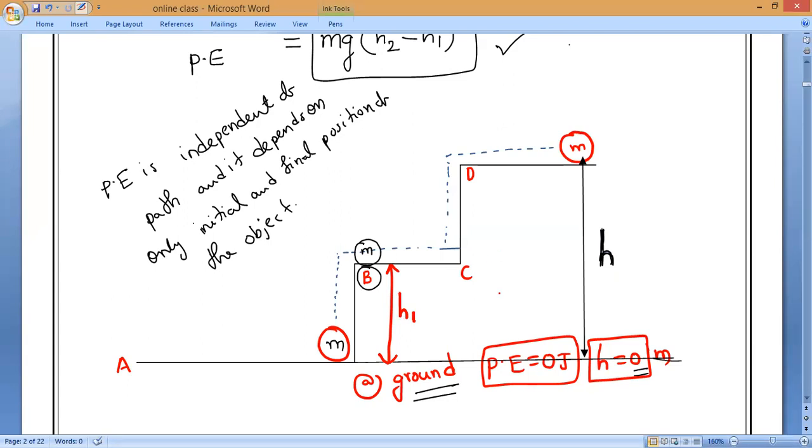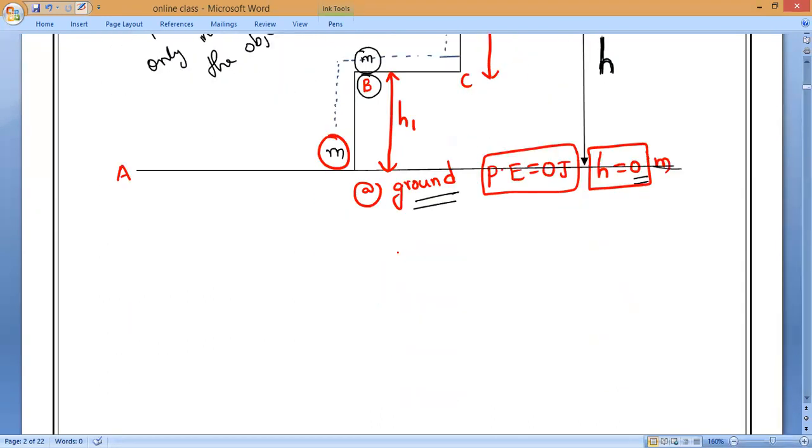Now, again from B to C, is there any change in height? I want to know. No. But from C to D, what is that? Again, a change in height. So, let me take that height as h2. So, till here, can you tell me what is the work done from A to B? I want the work done.